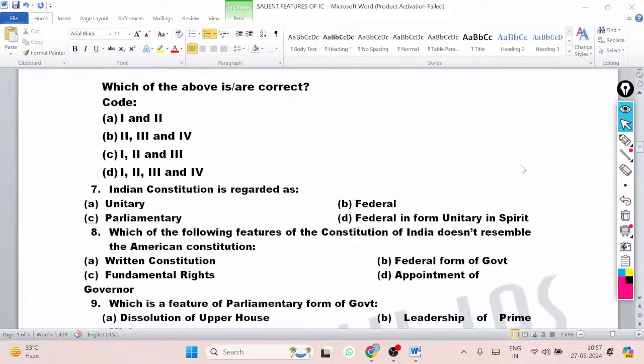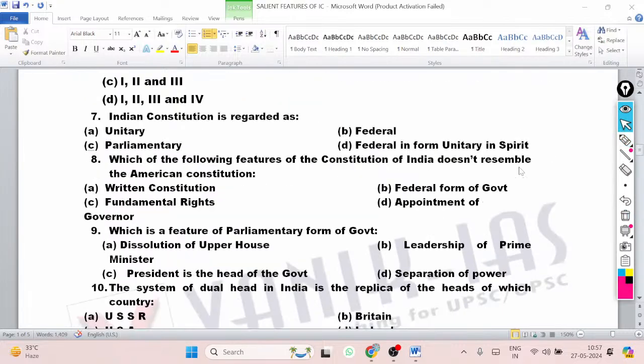The Indian Constitution is regarded as unitary, federal, parliamentary. Federal in form, unitary in spirit, which we call quasi-federal. K.C. Wheare made this statement. It is a quasi-federal system. So we have both federal and unitary provisions.